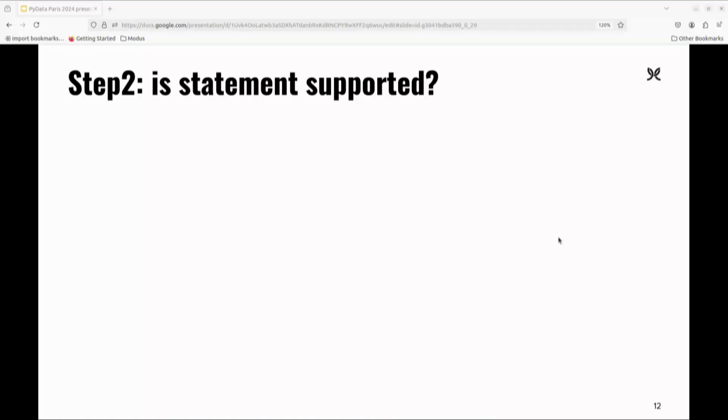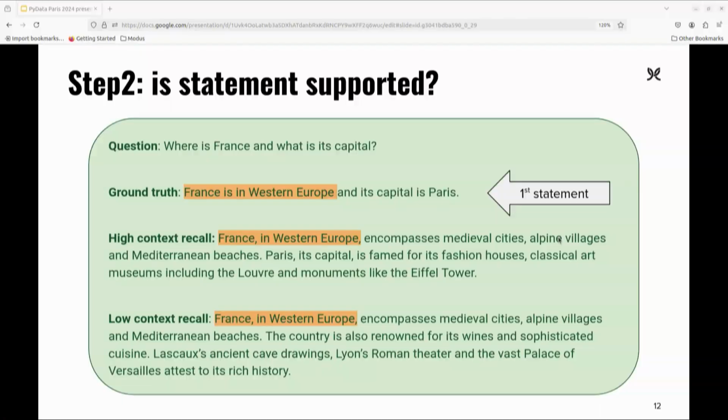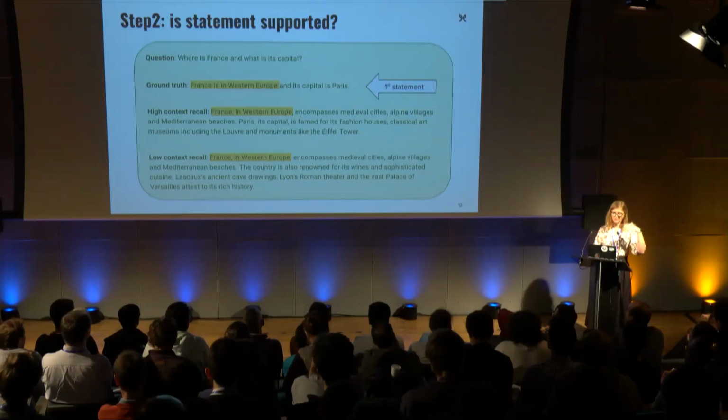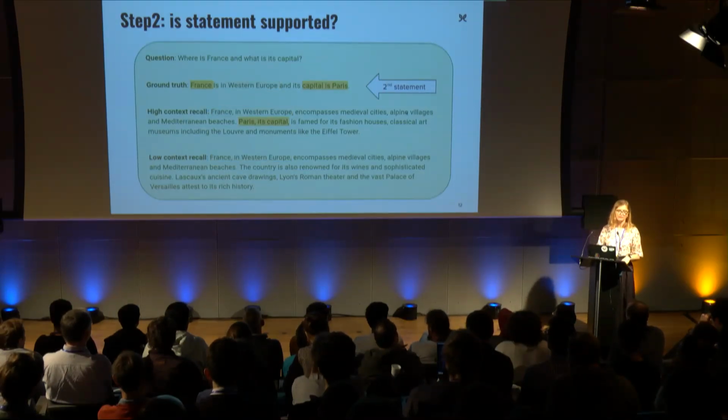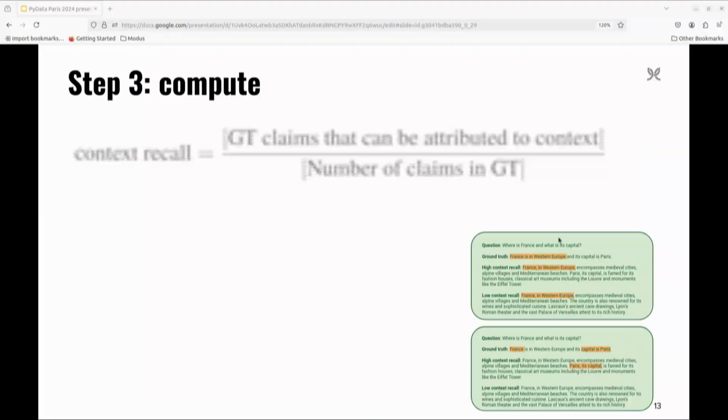The second step is we have to check if each statement is supported by the recalled answer. For the first answer, with high context recall, the statement France is in Western Europe is supported, and for the second answer as well. So the first statement is supported by both. And this is also the place where the LLM is used. The second statement, Paris is its capital, is only supported by the first answer.